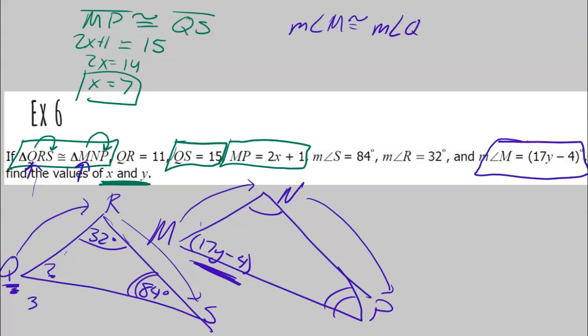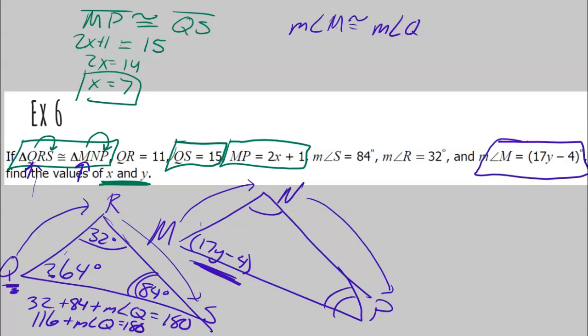So we have 32 plus 84 plus the measure of angle Q equals 180 degrees. Triangle angle sum theorem. So with that being said, 32 plus 84 gives me 116, plus the measure of angle Q equals 180. We subtract 180 minus 116, which gives me 64 degrees. So that angle is 64 degrees.